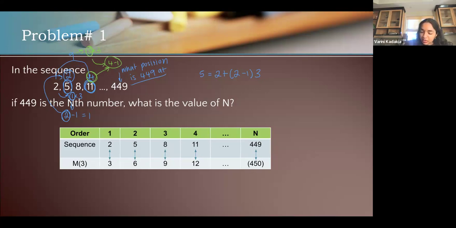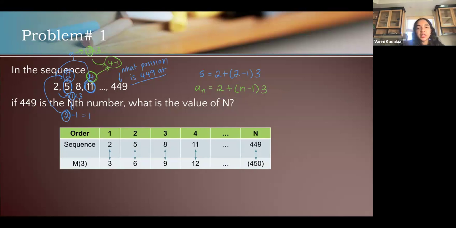Okay, so now we can come up with a formula, right? So we can say A of n, which is any term in the sequence, equals 2 plus n minus 1 times 3, right? Where n is the term number. So if we want to say A of 2 would be 5. Is everyone clear on that?